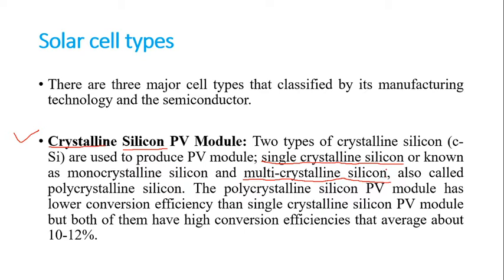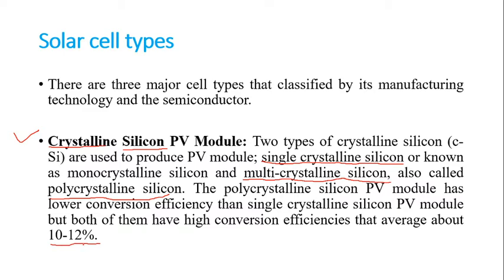Single crystalline silicon module is also known as mono, and multicrystalline silicon module is also known as polycrystalline silicon module. The polycrystalline silicon PV module has lower conversion efficiency than the single crystalline silicon module. But both of them have a fairly high conversion efficiency, averaging about 10 to 12 percent.